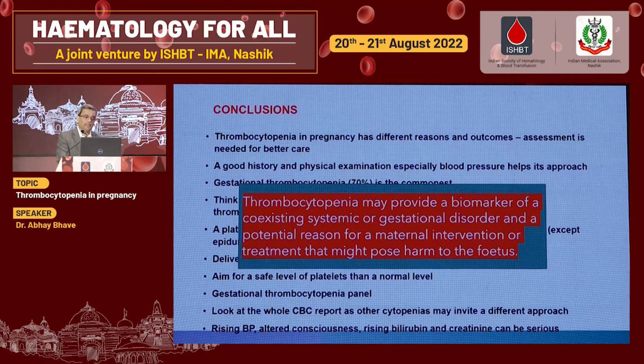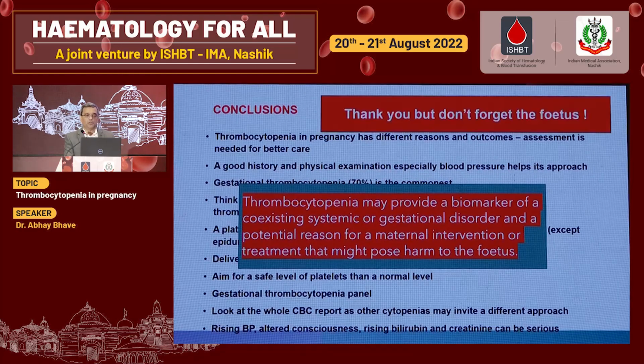So I'll conclude by saying thrombocytopenia may provide a biomarker of a coexisting systemic and gestational disorder, and a potential reason for a maternal intervention or treatment that might pose harm to the fetus. So we have to take care of the mother as also the fetus. That's why we have to be very good in our pathophysiology. Thank you, but don't forget the fetus.